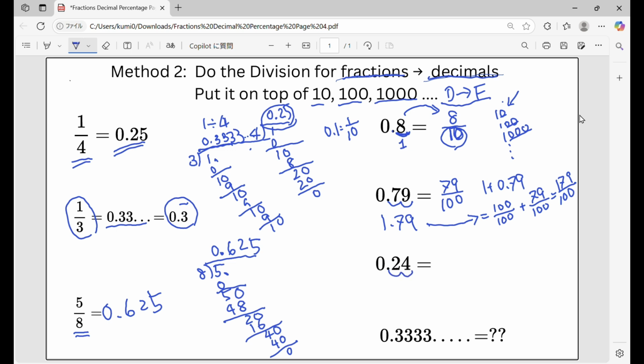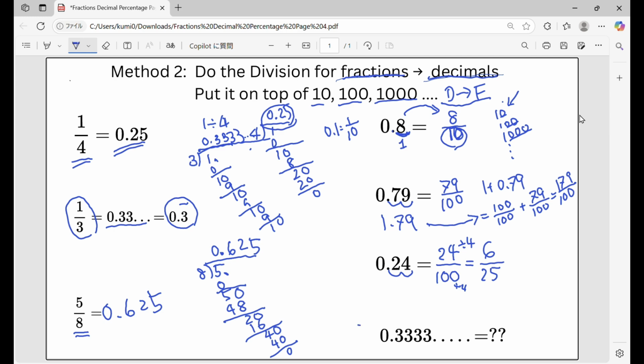Okay, how about this one? Again, this has 2 digits here, so you should have 2 zeros, which is 100, and then 24 here. It looks like it can be simplified. Yes, both can be divided by 4. So the denominator becomes 25 and the numerator becomes 6.